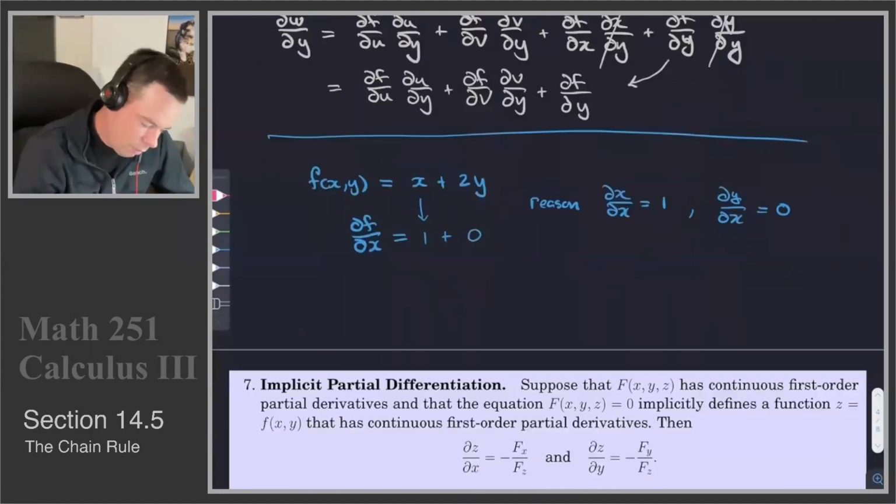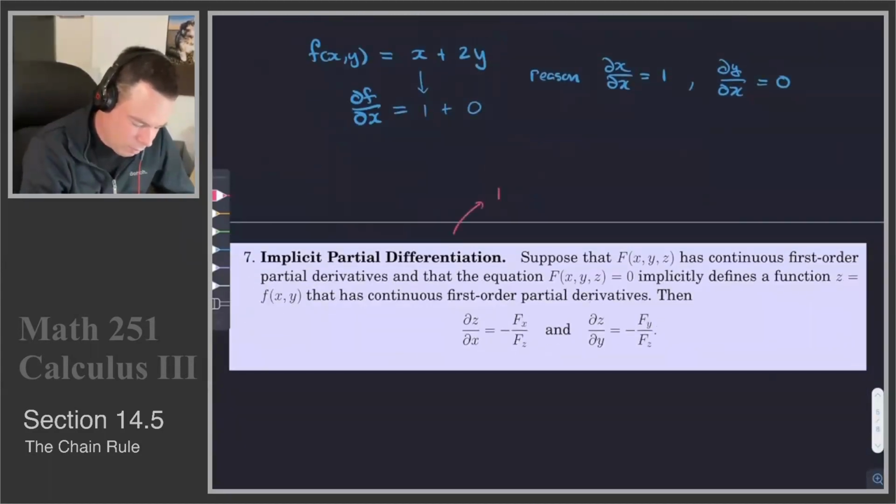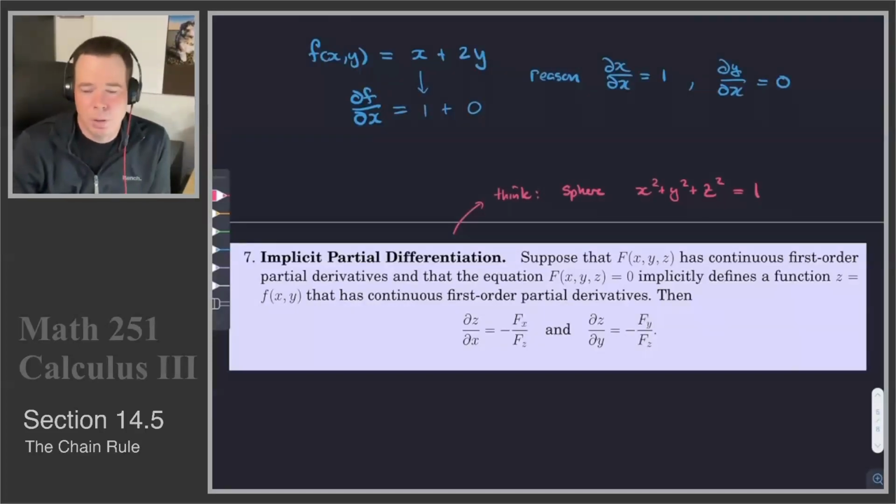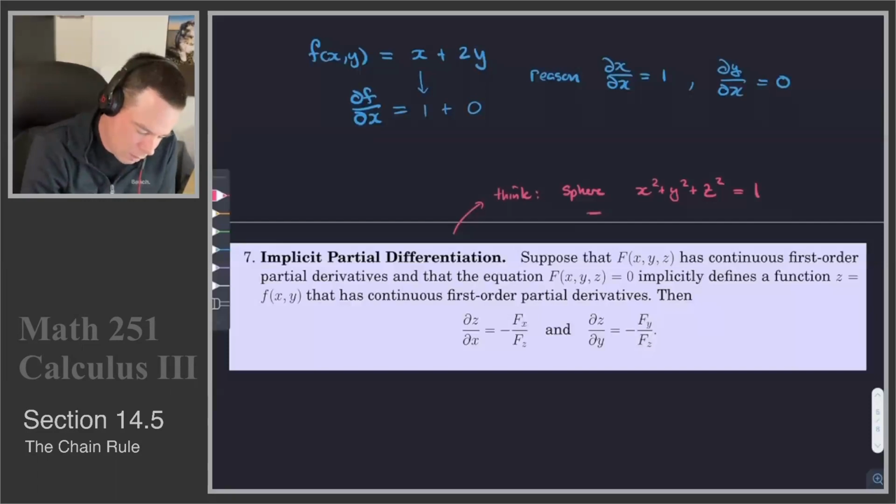So with this, I want you to just think, if you want to grab something concrete, think sphere. x squared plus y squared plus z squared equal to 1. And I'm interested in finding the tangent plane to a sphere at a particular point. So if I want to find the tangent plane, I need to know what dz/dx is, and I'd also need to know what dz/dy is, because I need those two partial derivatives to start to construct the tangent plane. So if I'm thinking the sphere, we'd want to find dz/dx and dz/dy.